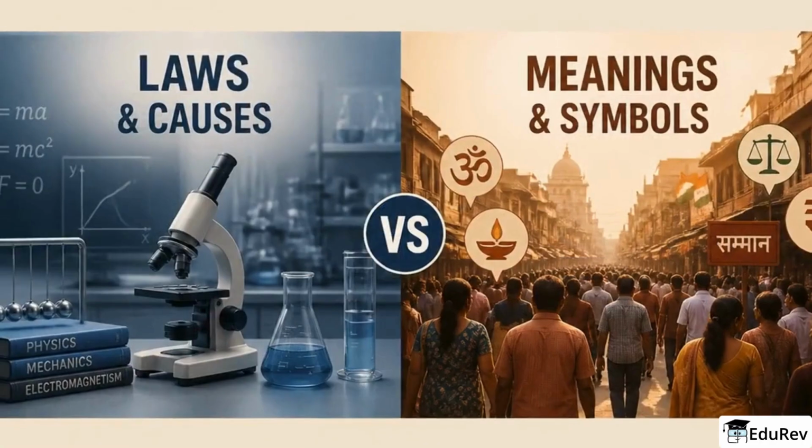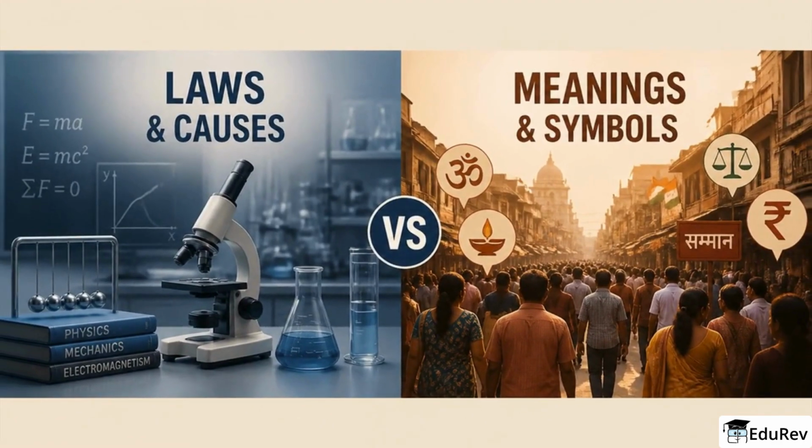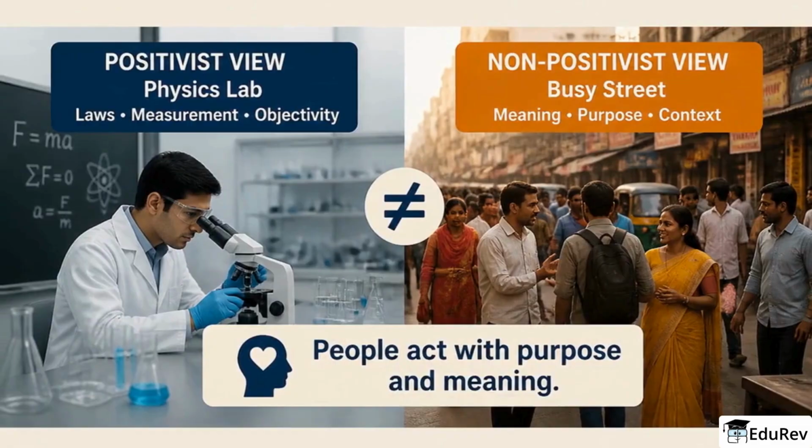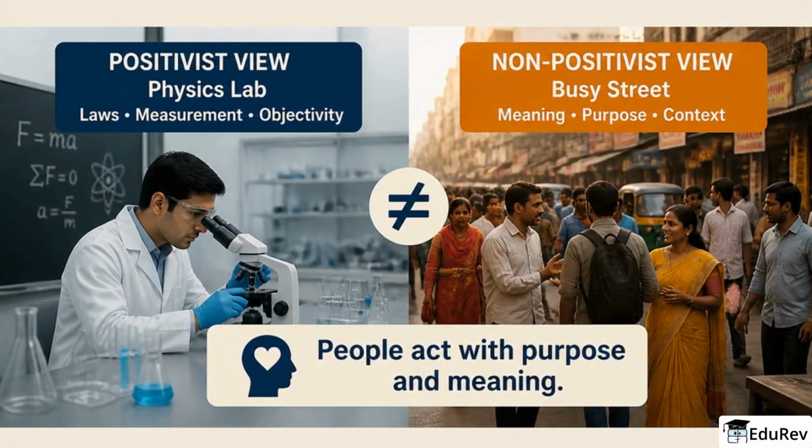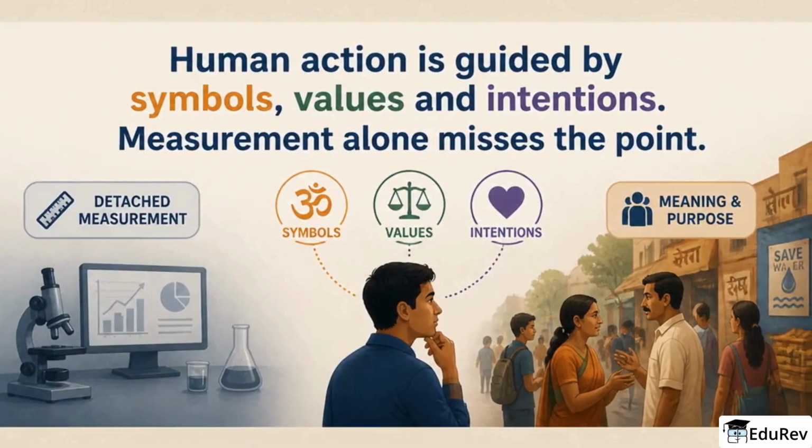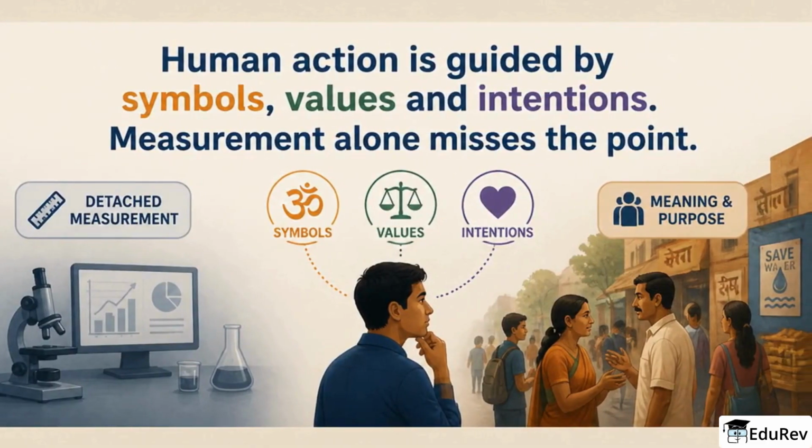First, imagine two ways of studying the world: a physics lab with laws and a busy street full of meanings and symbols. Non-positivist methodologies argue that the social world is the busy street, not the physics lab, because people act with purpose and meaning. Non-positivism says human action is guided by symbols, values, and intentions. So detached measurement alone misses the point.